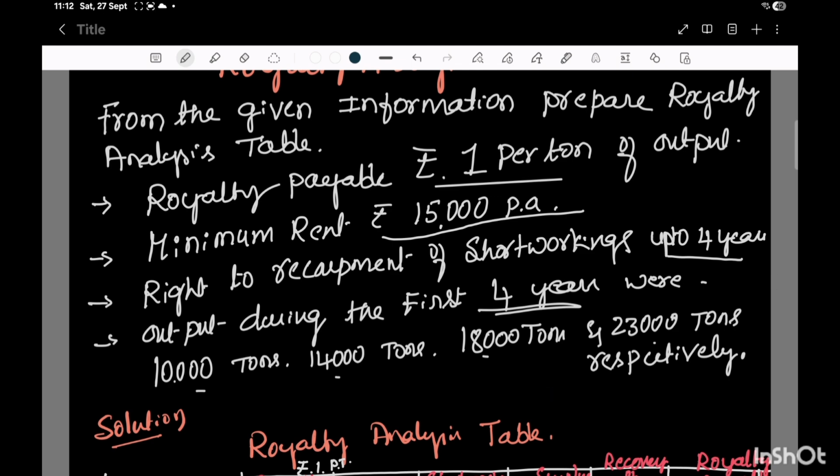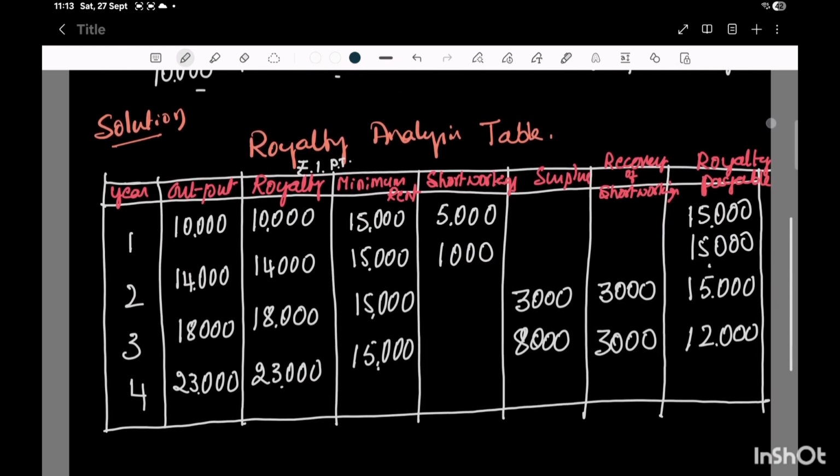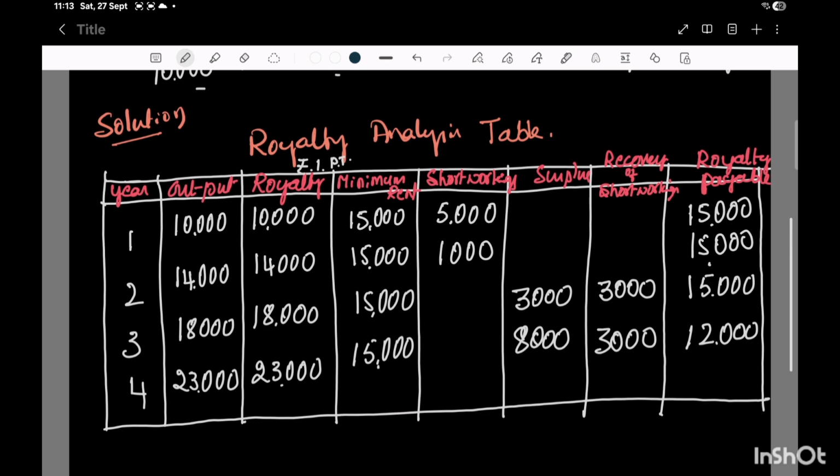This is a simple problem where minimum information is given. Based on that, we have to prepare the royalty analytical table. Look at this table. It contains these columns: year, output, royalty, minimum rent, short workings, surplus, recovery of short workings, and the actual royalty payable to the owner of the property, the lessor.